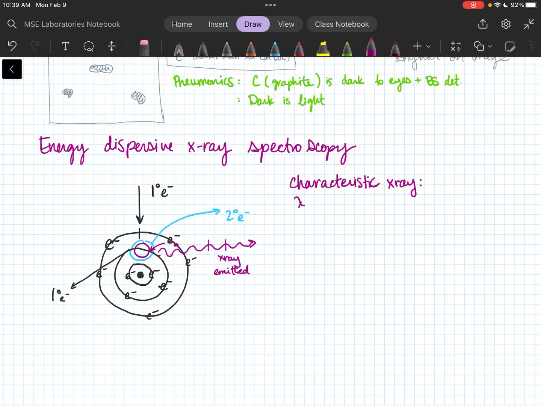A characteristic X-ray specifically means that the wavelength is specific to a certain element. And if we're counting 1, 2, 3, if we're dropping from the third orbital down to the second orbital, which is what I've drawn here, it's going to make that one wavelength of X-ray, and that only. That is the wavelength of this electron dropping down.